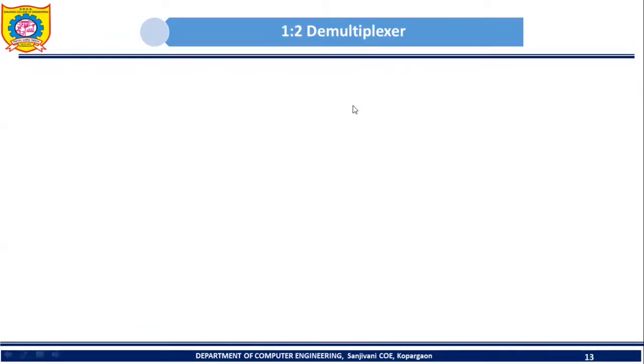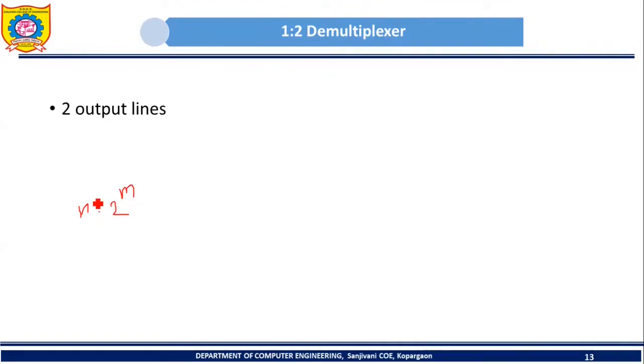Now let's see different types of demultiplexer. We can have different types of demultiplexer like 1:2 demultiplexer, 1:4 demultiplexer, 1:8 demultiplexer, same as that of multiplexer. So 1:2 demultiplexer indicates that in this particular demultiplexer we will have how many output lines? 2 output lines. Along with the output lines we also have selector lines. So how many selector lines should be present in this particular demultiplexer? What is the relation between number of output lines and number of selector lines?